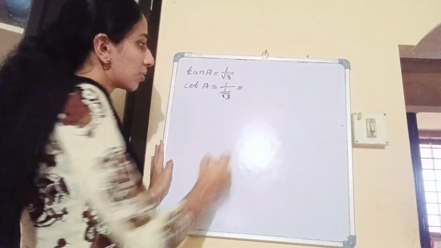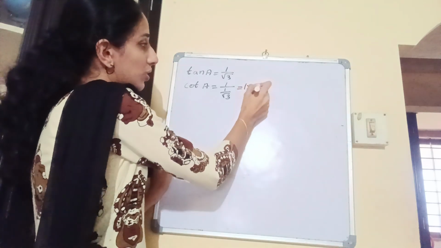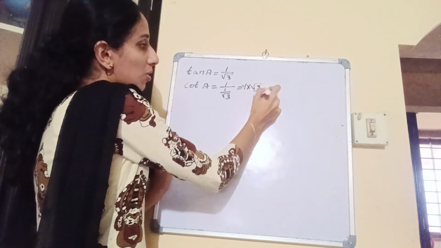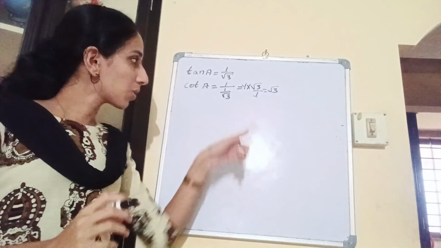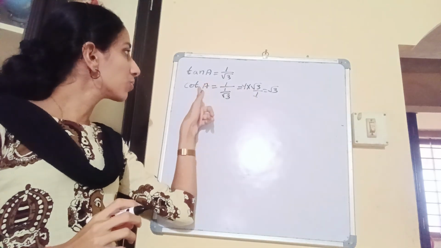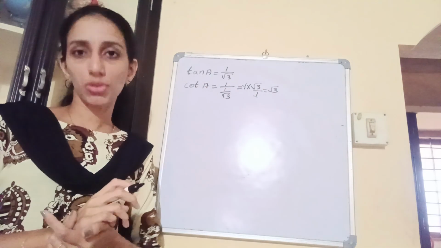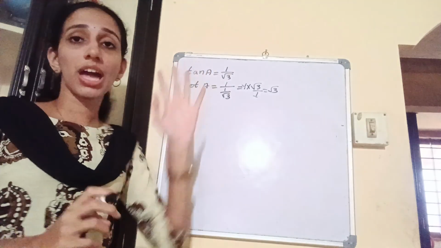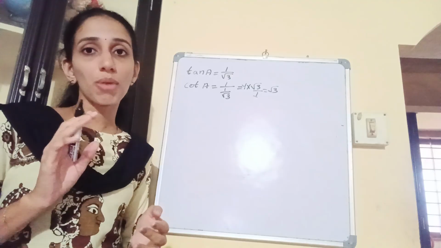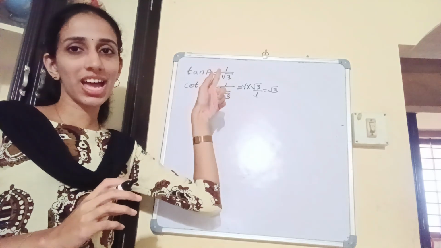It's equal to 1 into root 3 by 1, that is root 3 itself. So we already got the value cot A is equal to root 3. Then next, just check what we have: tan A, which trigonometric identity involves tan A?